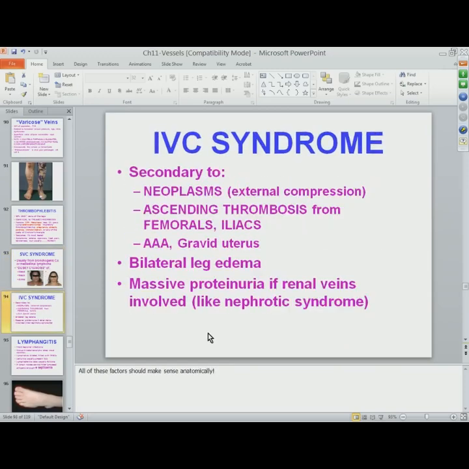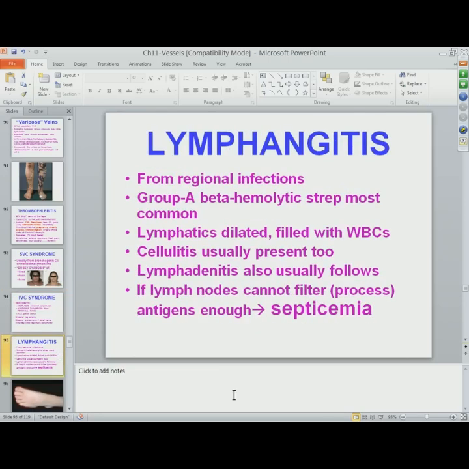The thing to remember is that we're also talking about the renal veins here, too. So anything that shows a significant obstruction of the renal veins is probably going to result in massive proteinuria. Okay, so think renal vein thrombosis, whether it's a regular clot or a tumor or a compression, massive proteinuria. Not exactly the same as the nephrotic syndrome, because there are other things in nephrotic syndrome, but massive proteinuria in IVC syndrome.